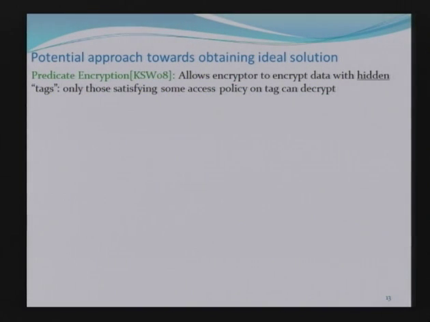Okay, so one potential approach one might think of is the use of attribute-based encryption, or a more advanced primitive, predicate encryption. Predicate encryption essentially is the following tool. It allows an encryptor to encrypt data along with some tags, but these tags can be hidden. And it has the property that only those satisfying some access policy on this tag can decrypt the data, and nobody else can decrypt the data. Okay, so how can we maybe use predicate encryption to get some sort of a solution for our setting?